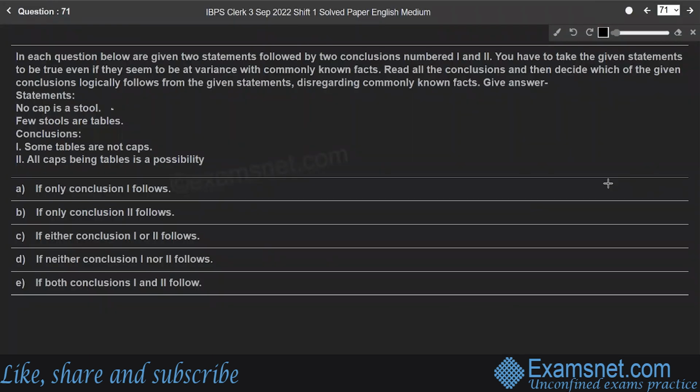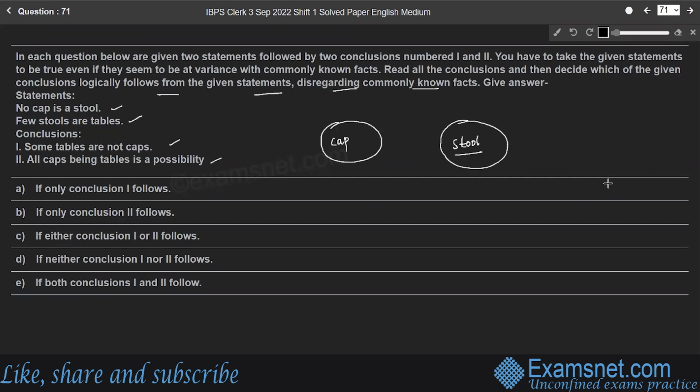Students, here are two statements followed by two conclusions. You have to decide which of the given conclusions logically follows from the given statements, disregarding commonly known facts. Here, the statements are, no cap is a stool. So let us consider a set of cap. Here, no cap is a stool. Here, set of stool is not related to set of cap.